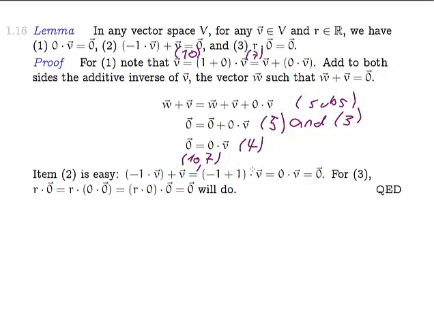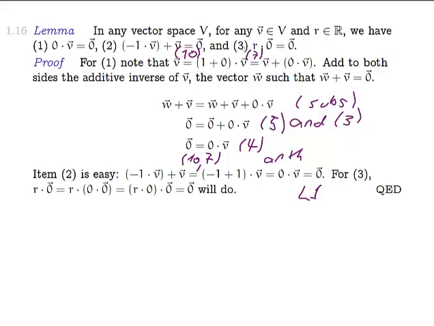Now once we've gotten here, to say minus 1 plus 1 times v, that's just arithmetic. Now once we have 0 times v, how can we conclude that 0 times v is the 0 vector? Well, that's part 1 of the lemma. Okay, so I'll just call that L1. So we're using what we just proved to establish the result. So now we know that to get an additive inverse of a vector, you just multiply it by -1. And that's true in any vector space.